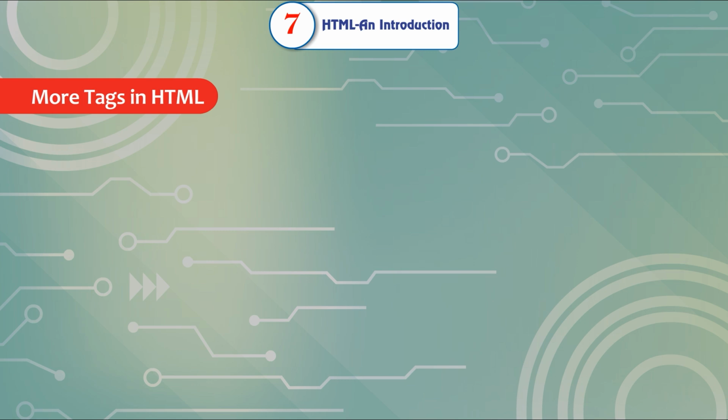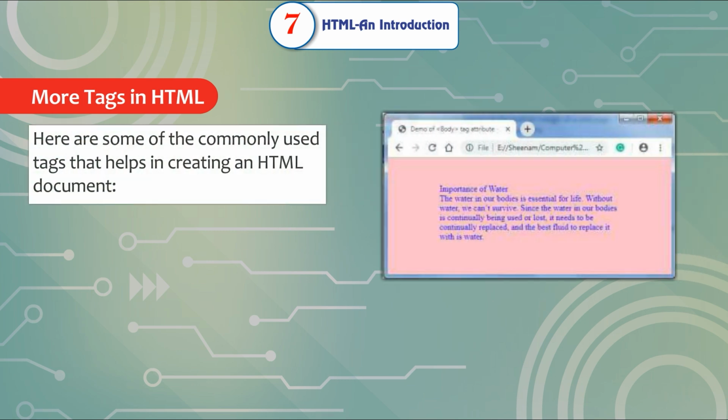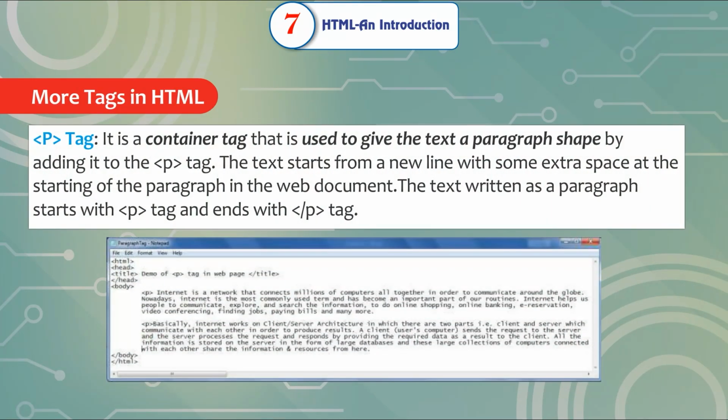More tags in HTML. Here are some of the commonly used tags that help in creating an HTML document. P tag. It is a container tag that is used to give the text a paragraph shape by adding it to the <p> tag.